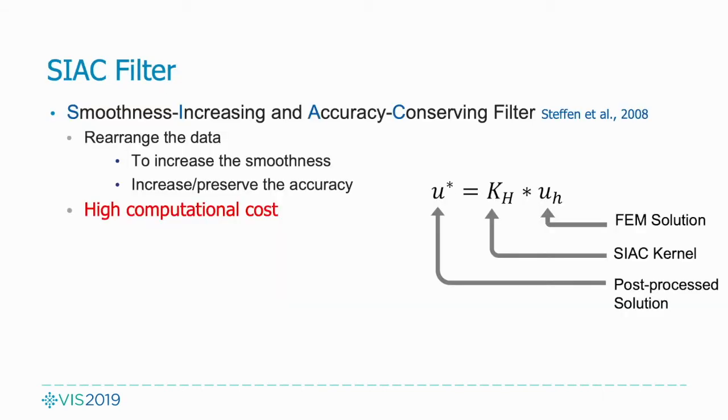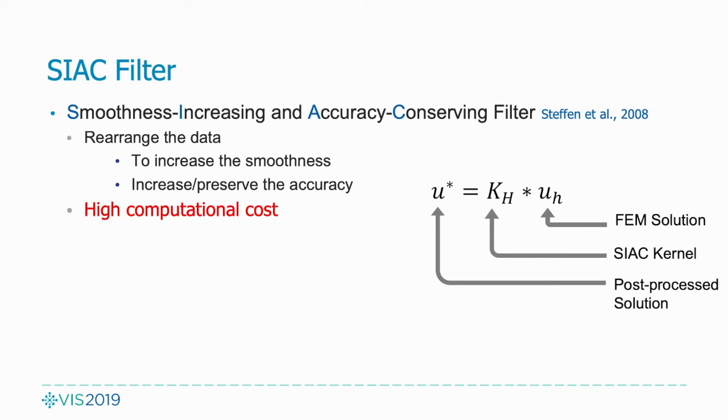For the third methodology, we use a post-processing filter called the SIAC filters. Given an FEM solution u_h, we convolve with the SIAC kernel K_h to obtain the post-processed solution u star. These filters rearrange the data to increase the smoothness of the original solution. They are proven to preserve the accuracy or increase the accuracy of the original solution.